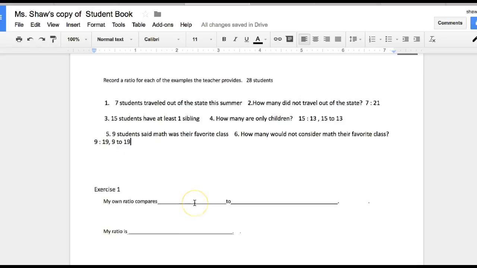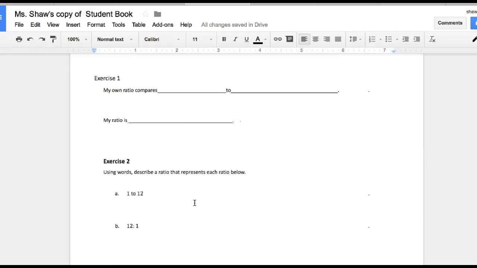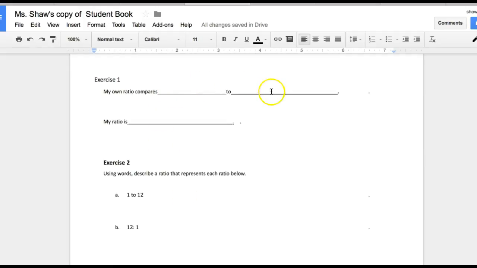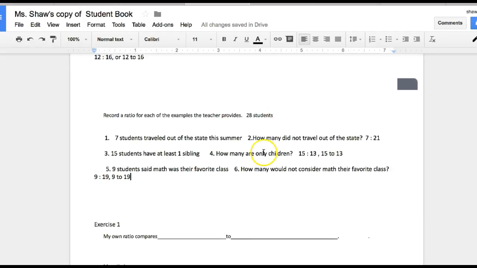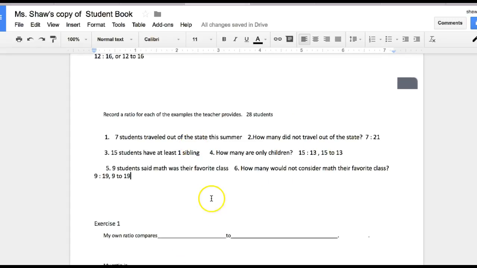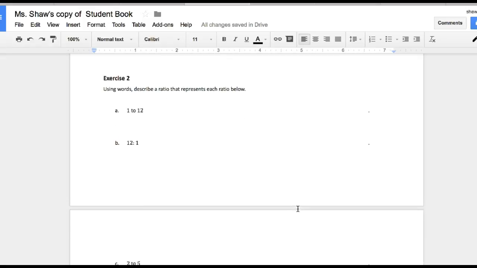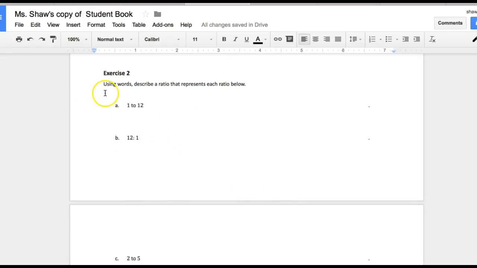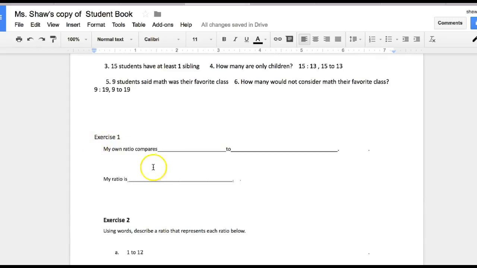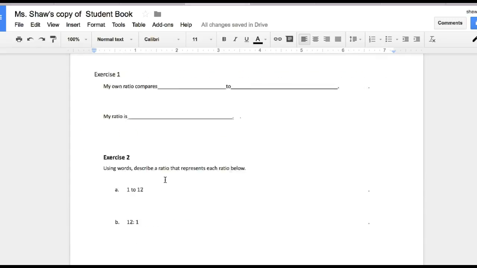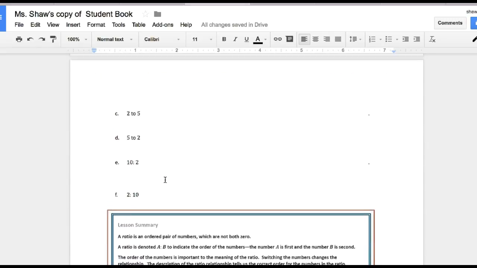Okay, your job now is to come up with your own ratio. Compare two things, just like we did up here, in words, and then write the number right here. Exercise 2 asks us to then, using words, describe a ratio that represents each one. So if we had 1 to 12, what would that be? Go ahead and do exercise 1 on your own, and then exercise 2 on your own as well, and then we'll review.